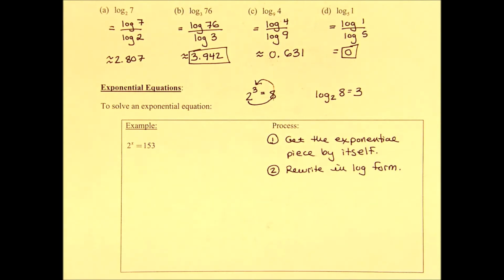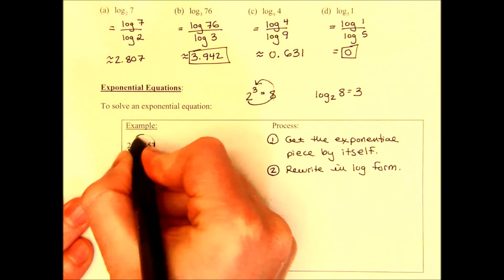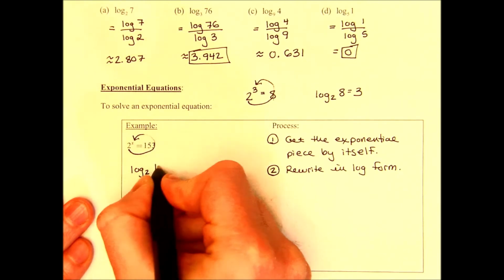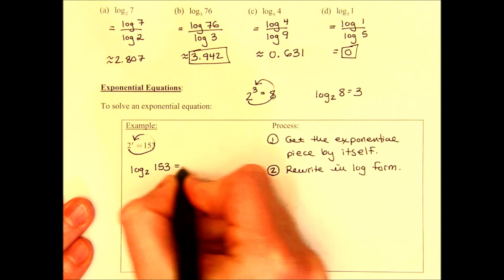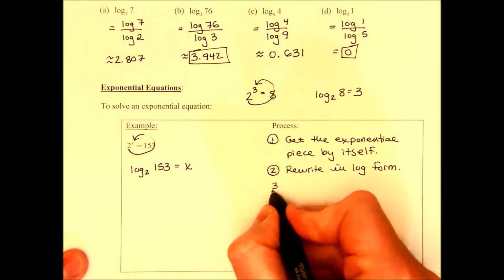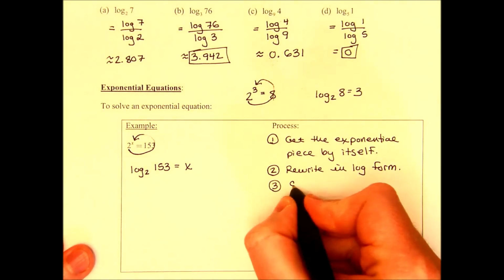I have the problem 2 raised to the x equals 153. In log form, this becomes log base 2 of 153 equals x. So now all I have to do is figure out this logarithm, and I'll know what x is. Well, we can evaluate that logarithm using our new change of base formula.